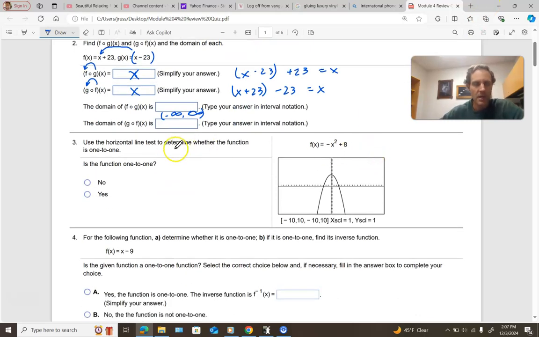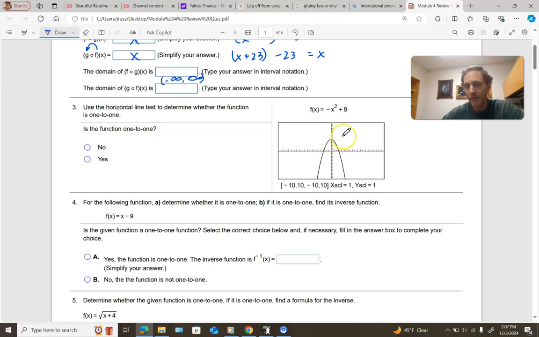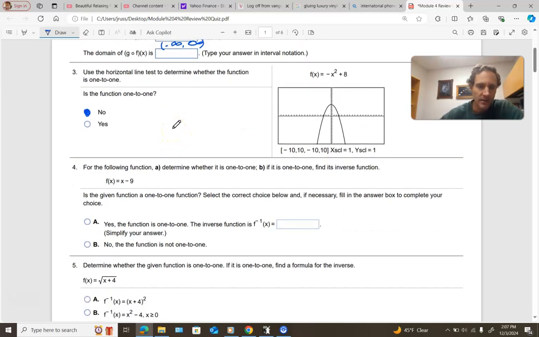Alright, number 3, it says use the horizontal line test to determine whether the function is 1 to 1. Well, guys, this is a parabola, an upside down parabola. This would not pass the horizontal line test. Okay, so it is not a 1 to 1 function. Now you remember, in order for us to find the inverse of a function, the function itself has to be 1 to 1. And so with these quadratic functions like this one, what we did was we restricted the domain.